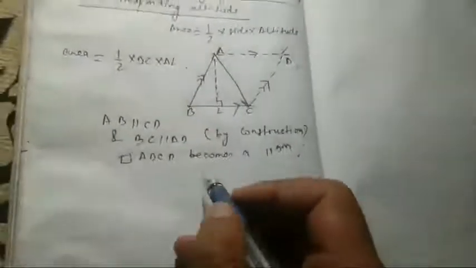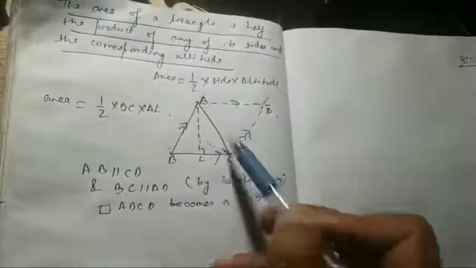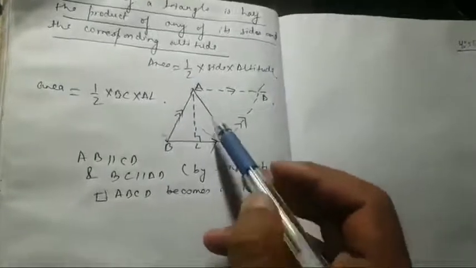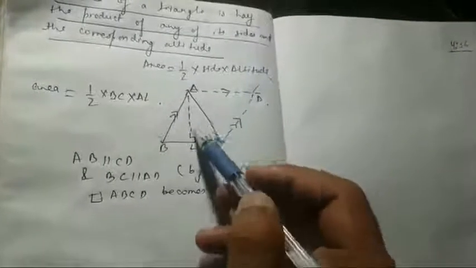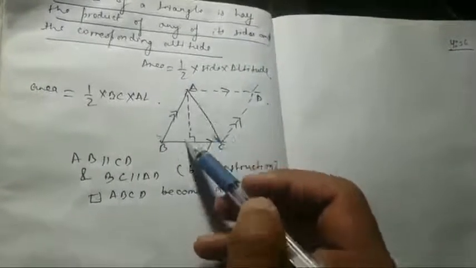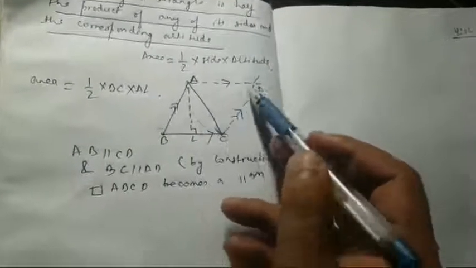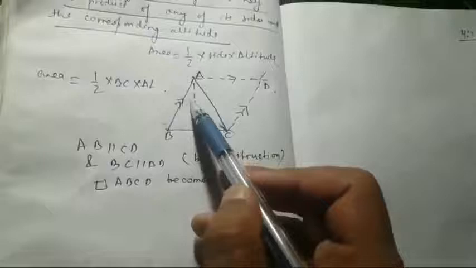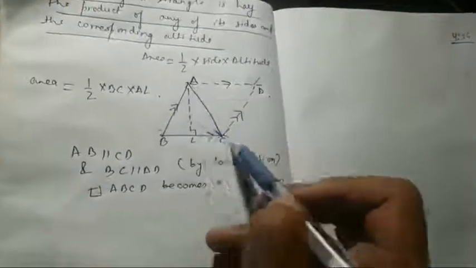Now since it is a parallelogram, we can clearly see that AC is the diagonal of the parallelogram, and we know that the diagonal of a parallelogram divides the parallelogram into two regions of equal area. So the area of this region will be equal to the area of this region. It means finally we have to find the area of this triangle.